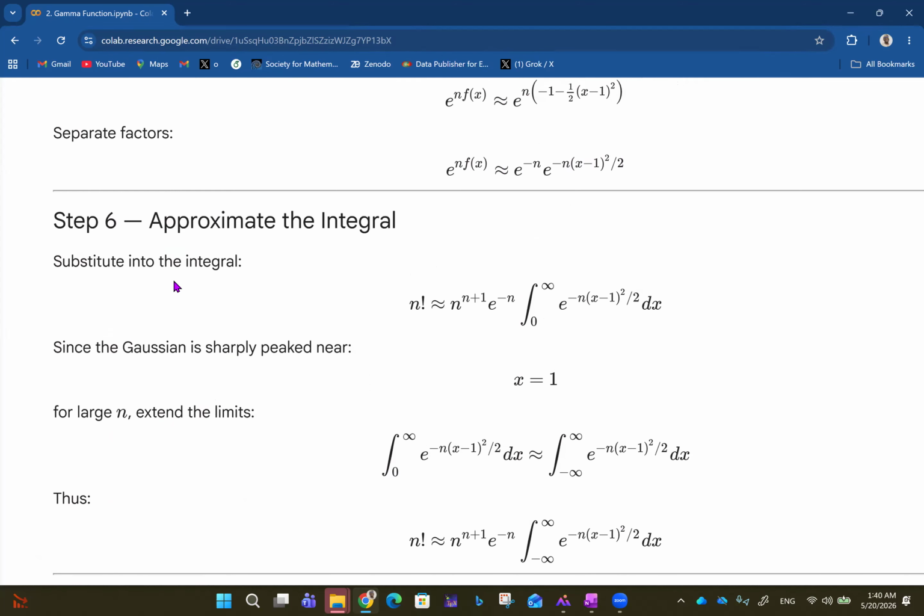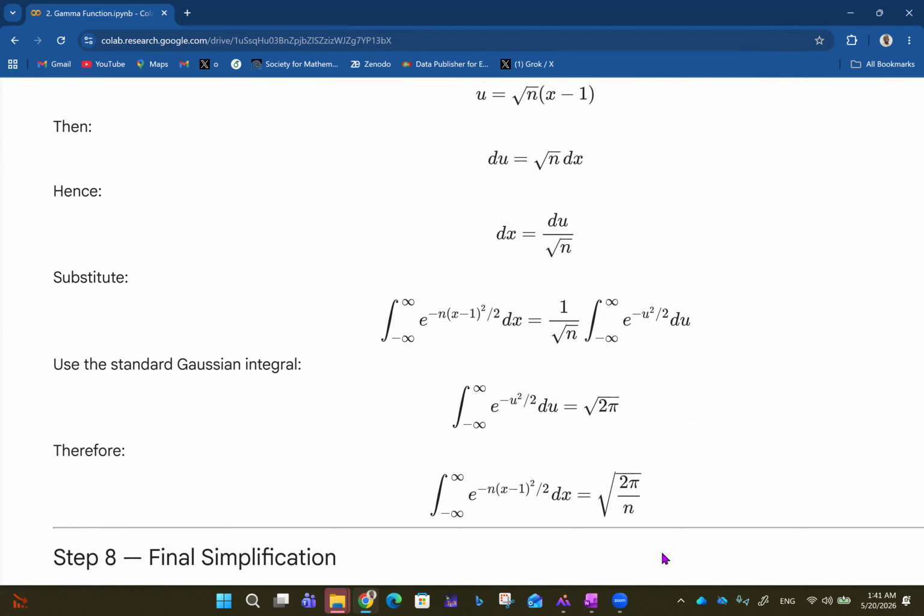Then if you approximate the integral again, you substitute into the integral. n factorial is approximately n raised to n plus 1, e raised to minus n, integral from 0 to infinity of e raised to minus n x minus 1 squared over 2 dx. Since the Gaussian is sharply peaked near x equals 1, for large n we extend the limits, so the integral from 0 to infinity is approximately the integral from minus infinity to infinity of e raised to minus n x minus 1 squared over 2 dx. Thus, n factorial is approximately n raised to n plus 1, e raised to minus n, integral from minus infinity to infinity of e raised to minus n into x minus 1 squared over 2 dx.